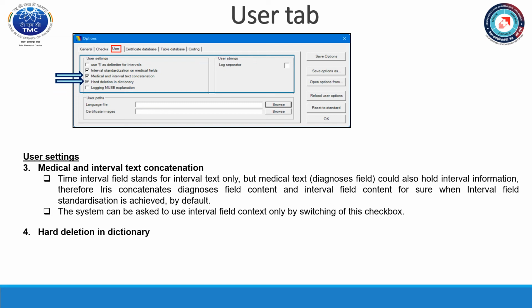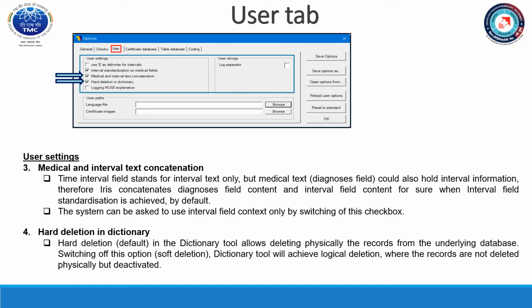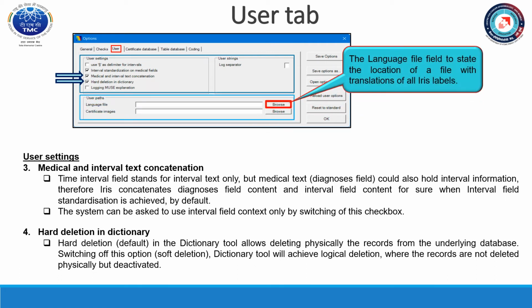Hard deletion in dictionary. The hard deletion in dictionary tool allows deleting records physically from the underlying database. Switching off this option is also called soft deletion. The dictionary tool will achieve logical deletion, where the records are not deleted physically but deactivated. User path, language file. You can use the language file to state the location of a file with translation of all IRIS labels.